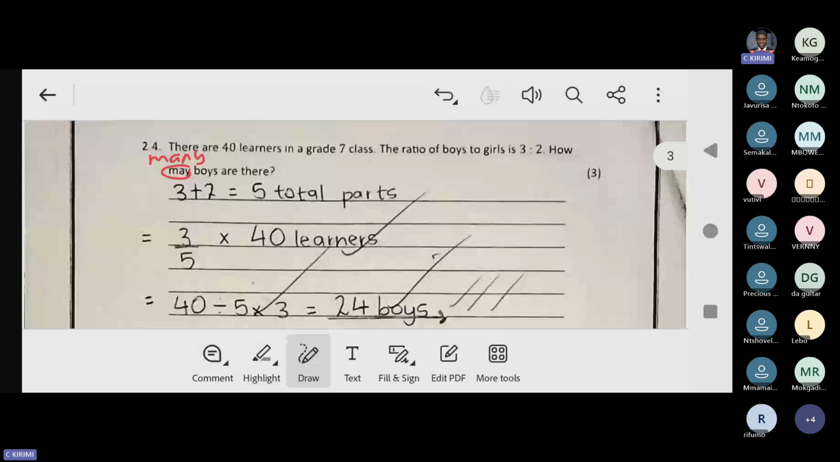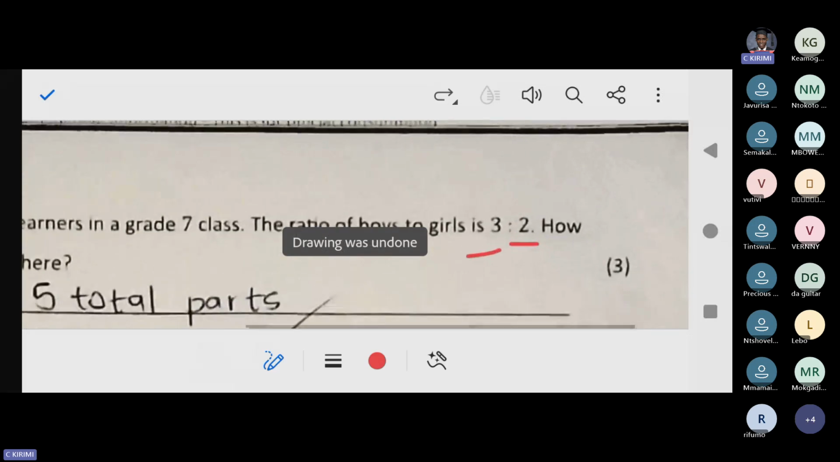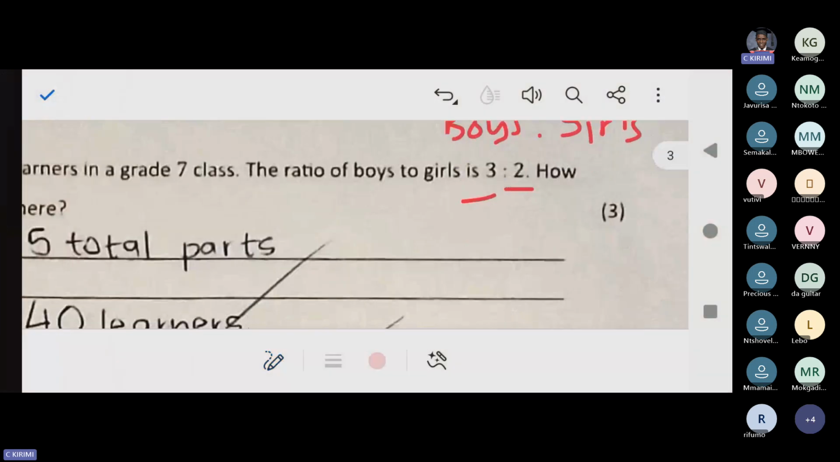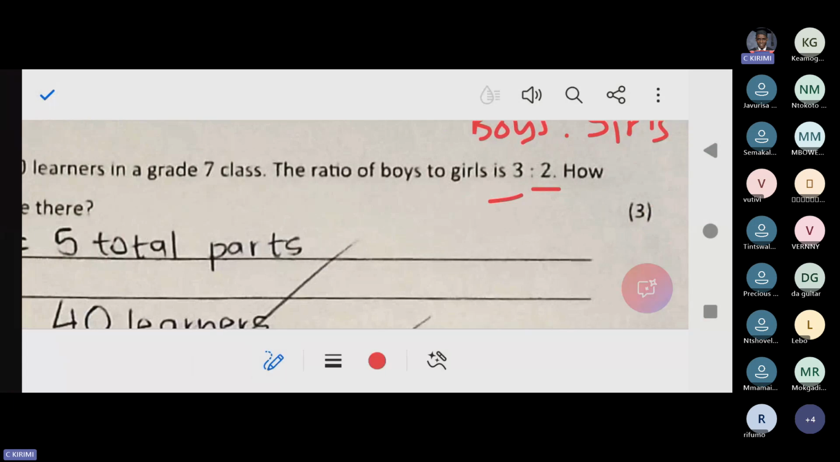So the 3 corresponds to the boys, and the 2 corresponds to the girls. Then first you calculate the total parts. In other words, the total parts is our total ratio.